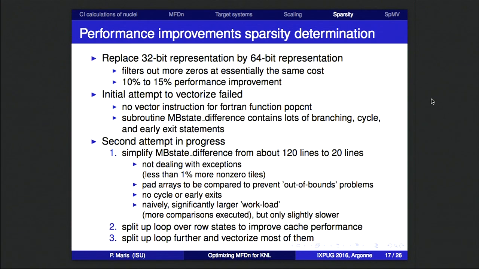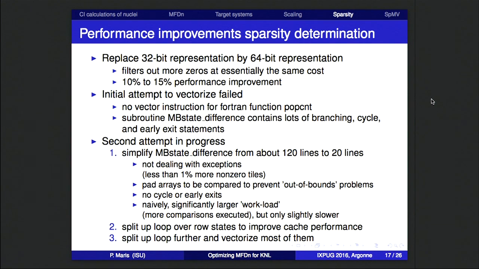The other thing is that the detailed comparison has a lot of branching, has cycle and early exits, etc. So what I did over the summer was get rid of all these early exits and a lot of the branching. It means not dealing with some of the exceptions that I have there. It also means that we do a little bit more work. I also padded the arrays to prevent any out-of-bound problems, so I didn't have to check whether I am at the end of my list or not.